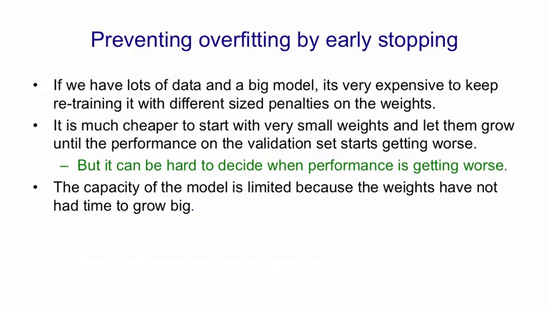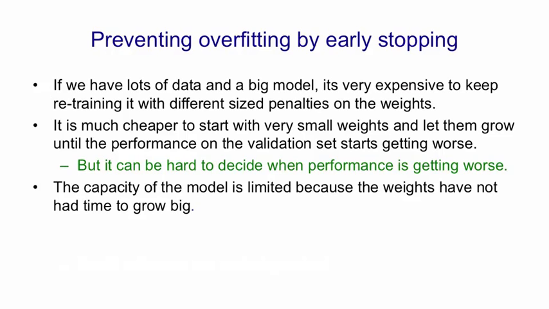Now, the performance on the validation set may fluctuate, particularly if you're measuring an error rate rather than a squared error or a cross-entropy error, and so it's hard to decide when to stop. And so what you typically do is keep going until you're sure things are getting worse, and then go back to the point at which things were best. The reason this controls the capacity of the model is because models with small weights generally don't have as much capacity, and the weights haven't had time to grow big.